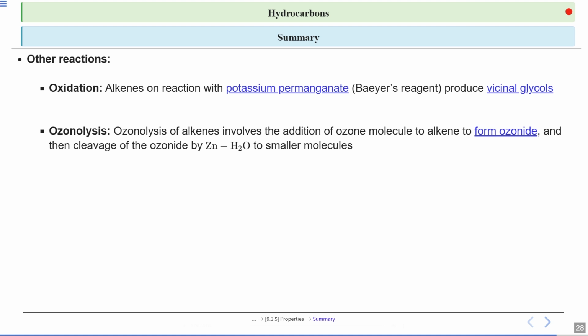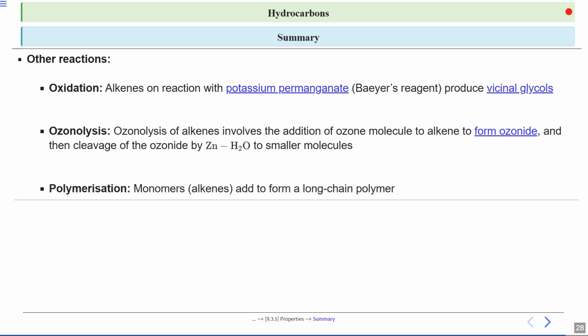Next, we have ozonolysis. So ozonolysis of alkenes involves the addition of ozone molecule to form ozonide, which is further broken by Zn and H2O to form the aldehyde and ketone, depending upon the nature of your double bond position, right? Lastly, we have polymerization process, where your single unit is combined to form a long chain. They can be done with the help of ethene to form polythene or propene to form polypropene, and these products are used in our daily life in various products.